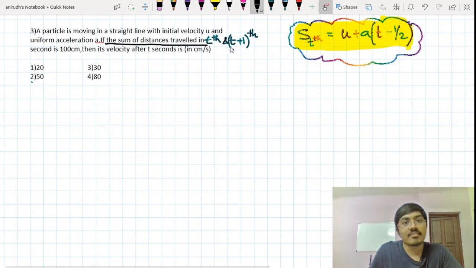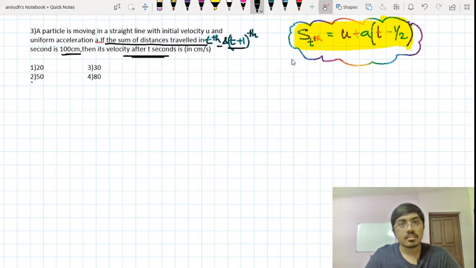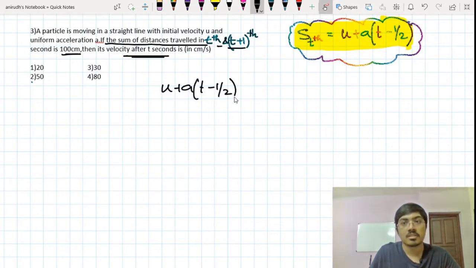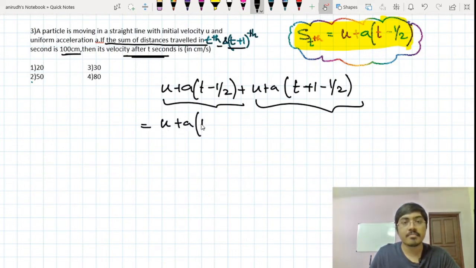Now what are they asking here? If the sum of the distance traveled in the tth second and t plus 1 second is 100 centimeter, then the velocity after tth second is? So they are asking you to find the velocity after t seconds. I can just add the sum of the distance in the tth second: u plus a into t minus half, plus u plus a into t plus 1 minus half. This is the sum of the distance traveled in the tth second plus the t plus 1 second.